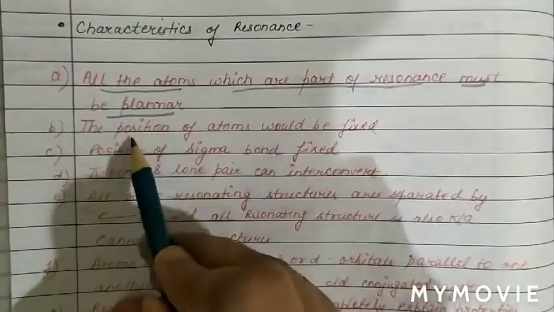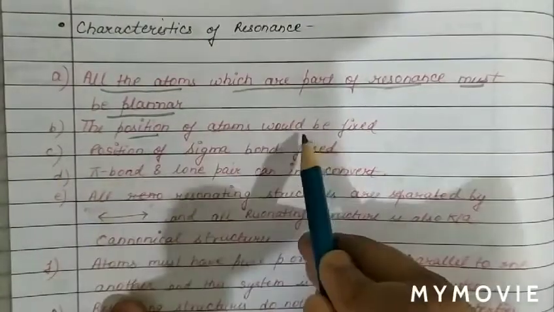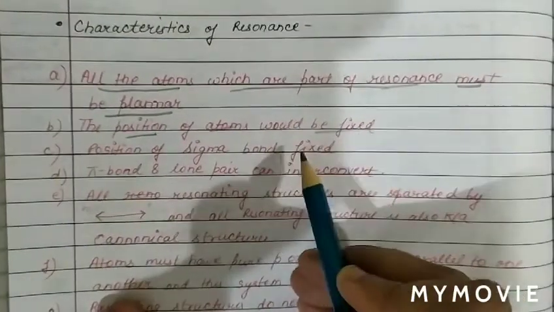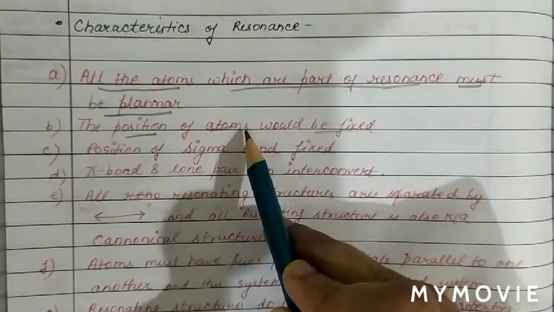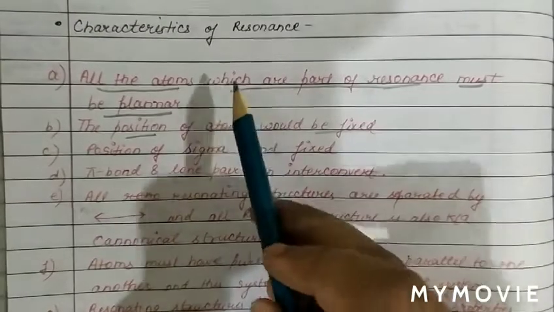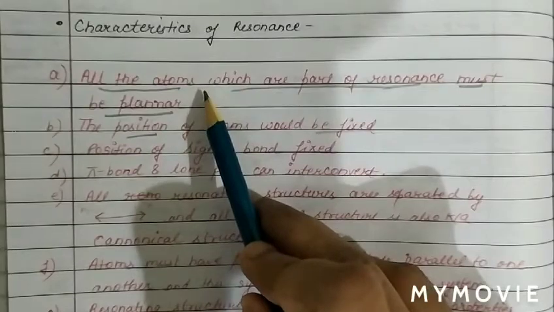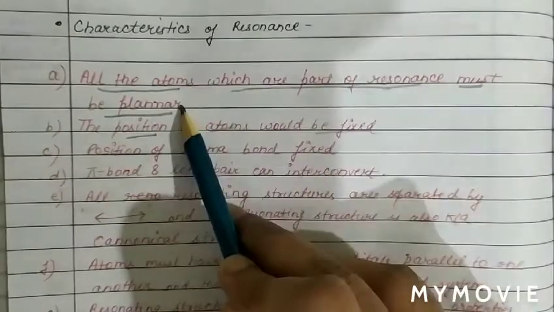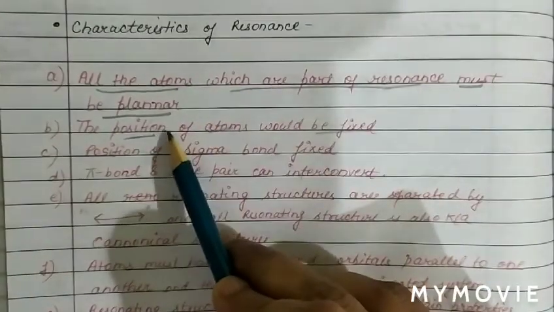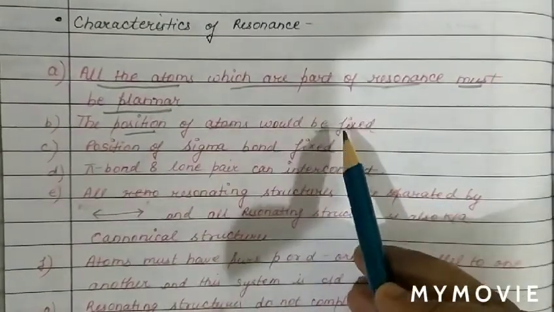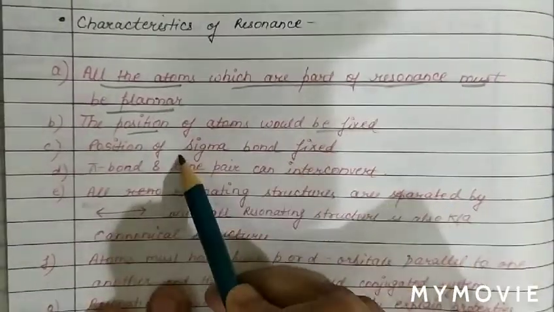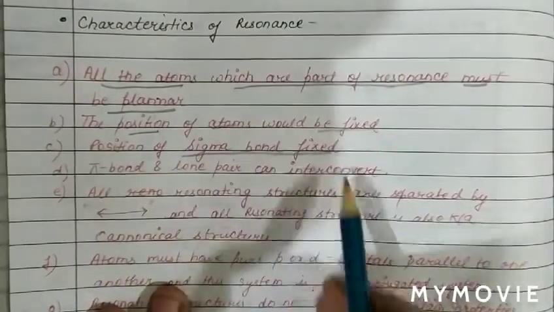The second point is that the position of atoms is also fixed. It means atoms do not change their position. In resonance all the atoms which are part of resonance must be planar, and the second point is the position of atoms is fixed, so atoms do not change their position. And also the position of the sigma bond is fixed.